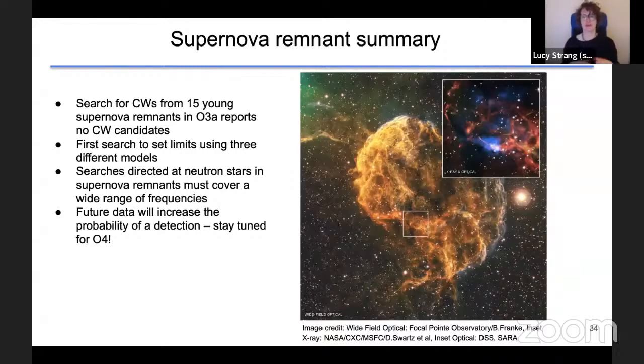Because we can do this for a number of targets, we're able to make some very strong statements about the physics of neutron stars in general based on what we didn't detect. And we hope that as we further tweak our algorithms and collect more data, we'll be able to either constrain that further, or if we're very lucky, maybe even make a detection of continuous gravitational waves.